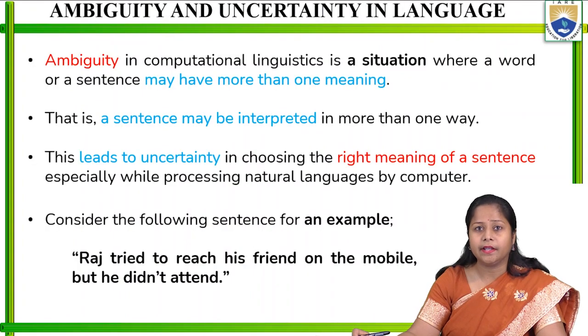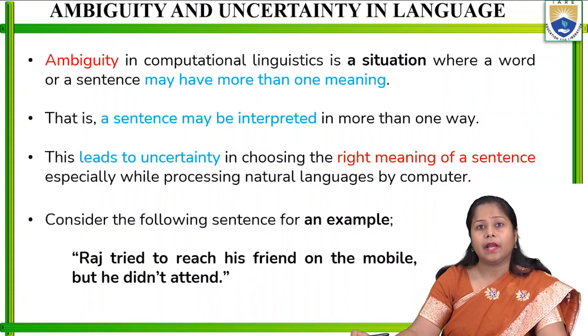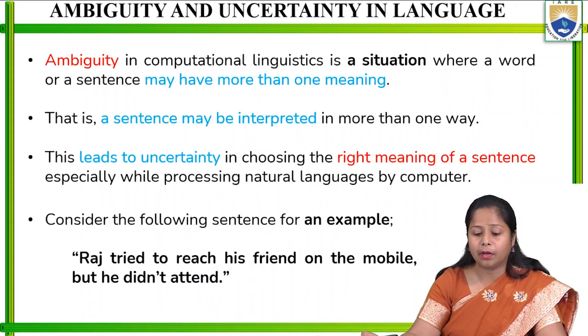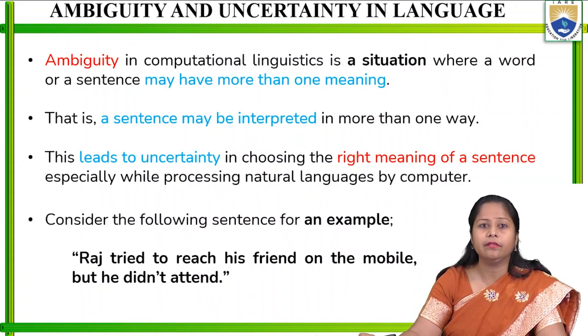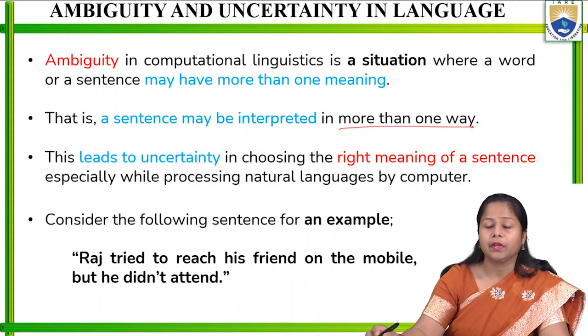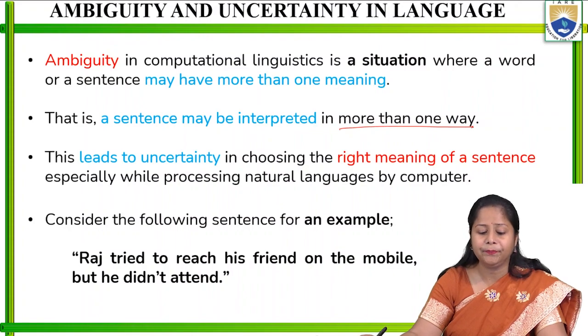Ambiguity and uncertainty in language. Ambiguity in computational linguistics is a situation where a word, or a sentence, may have more than one meaning. Whenever a word or sentence in a paragraph has more than one meaning, that means ambiguity is there. So a sentence may be interpreted in more than one way. That is the proper definition of ambiguity.